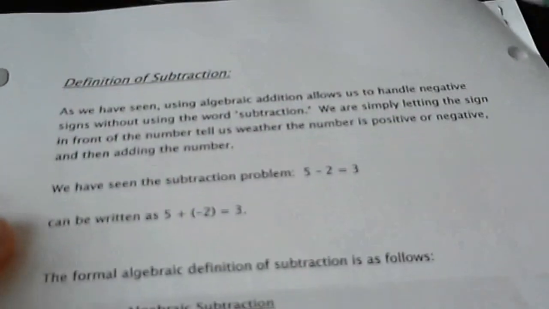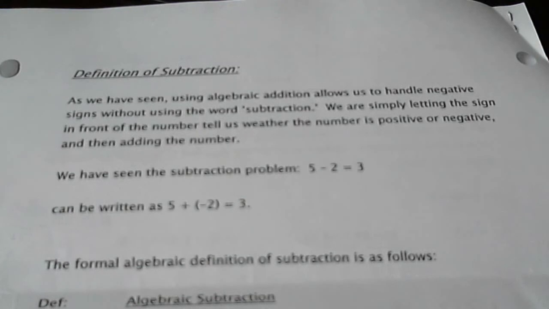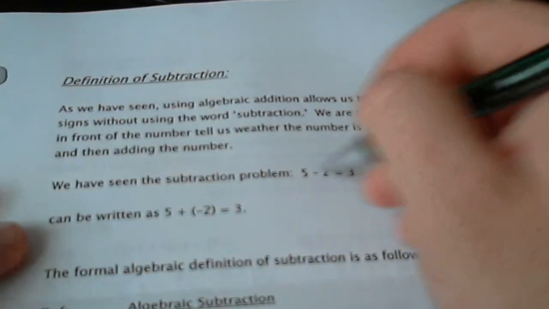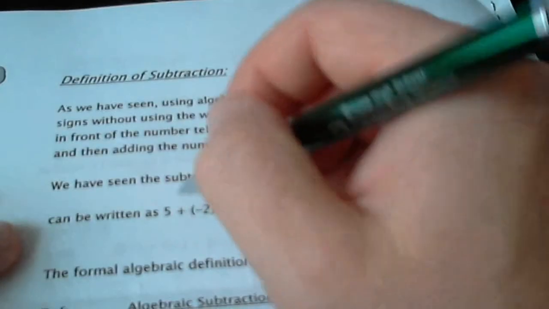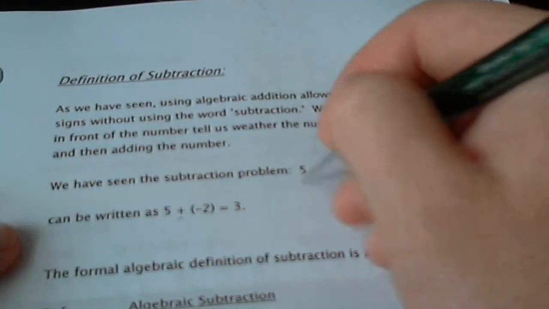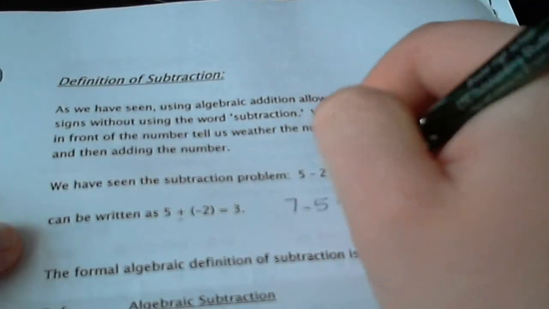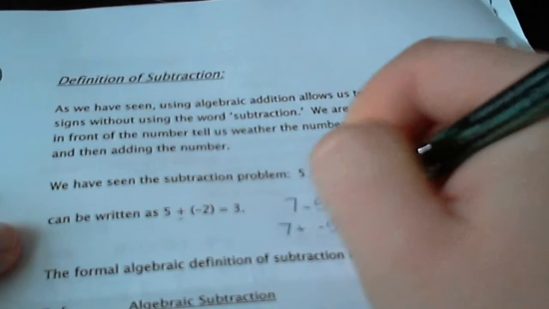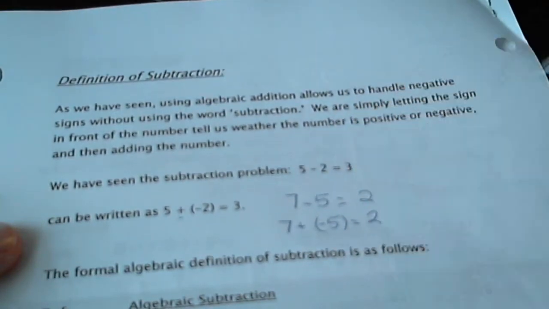The back page really just talks about the definition of subtraction as we are going to use it in our algebra class. We can actually perform subtraction without using subtraction, if that makes any sense. 5 minus 2 is 3, but watch this. 5 plus a negative 2 is also 3. So we can really do subtraction, something like 7 minus 5 and get 2, but we could also say 7 plus a negative 5 and get 2.